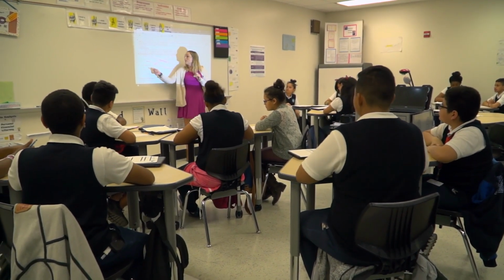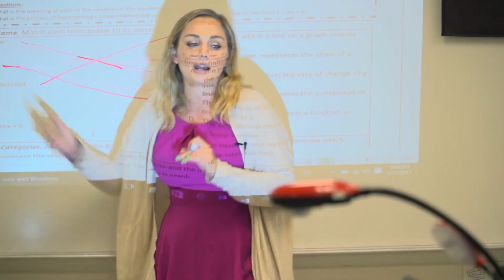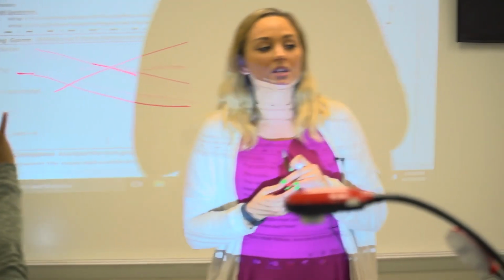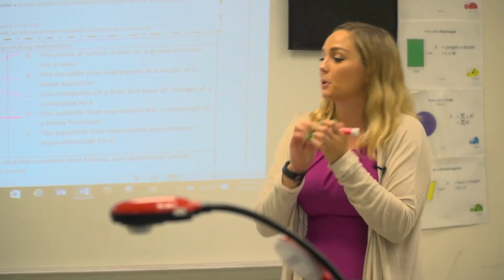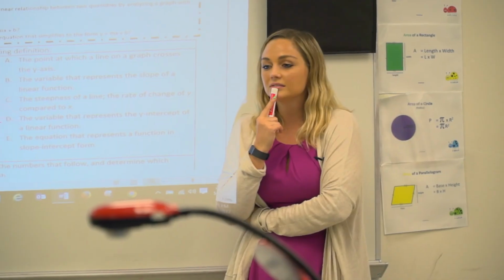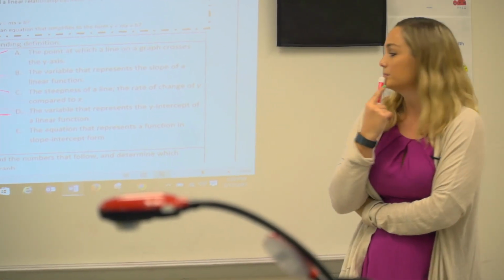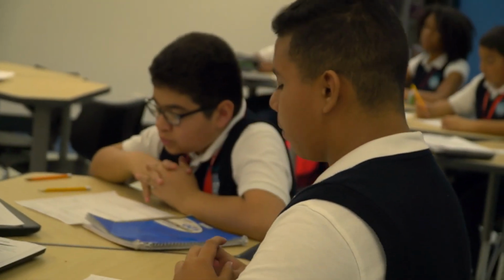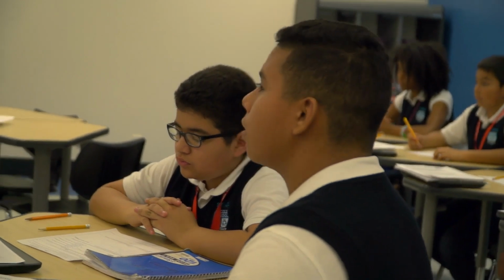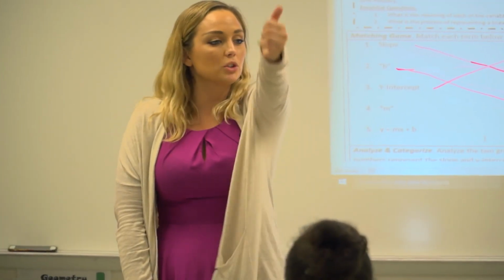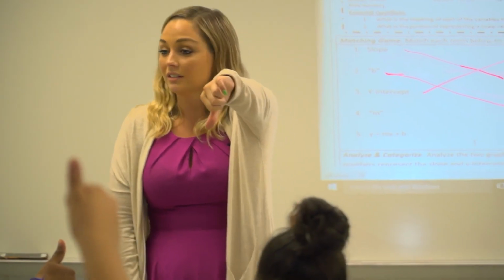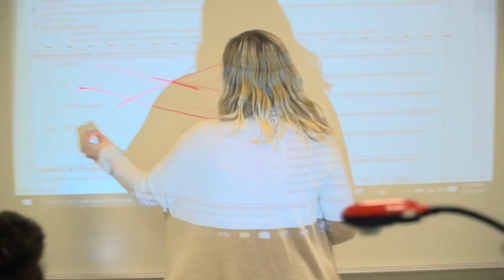So now we know that the y-intercept is B, but what is M going to be? All right, go ahead and call on that next person. We said that M is B, the variable that represents the slope of a linear function. Go ahead and show me if you agree. Give me a thumbs up. If you disagree, give me a thumbs down. I see agreement, and I think that we're really getting it.